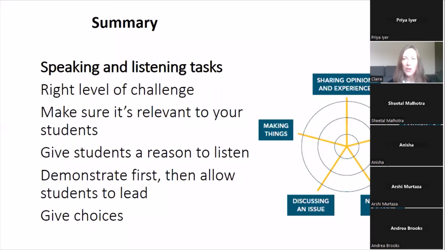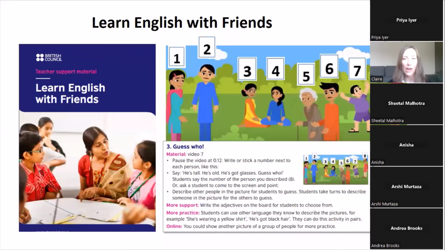Now you'll remember the one I did on describing people, and I'd like to share with you where you can find this and a lot more activities that you might want to do with your students. So this is a fantastic resource.